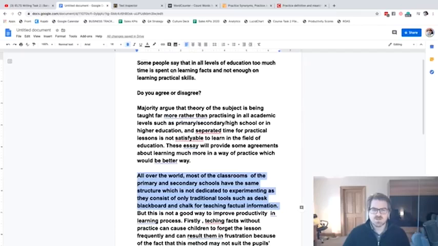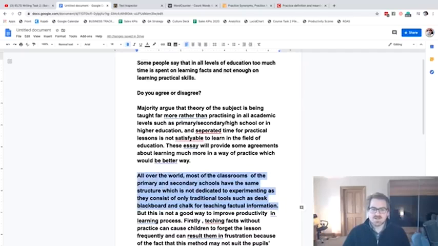So, what has this got to do with learning facts or not enough practical skills? So, the main thing you should be doing is answering the question. All right. So, you could basically forget about 90% of the other things, and if you just answer the question, you are going to get a pretty good score. I don't know whether this opening sentence here actually is related to the question.